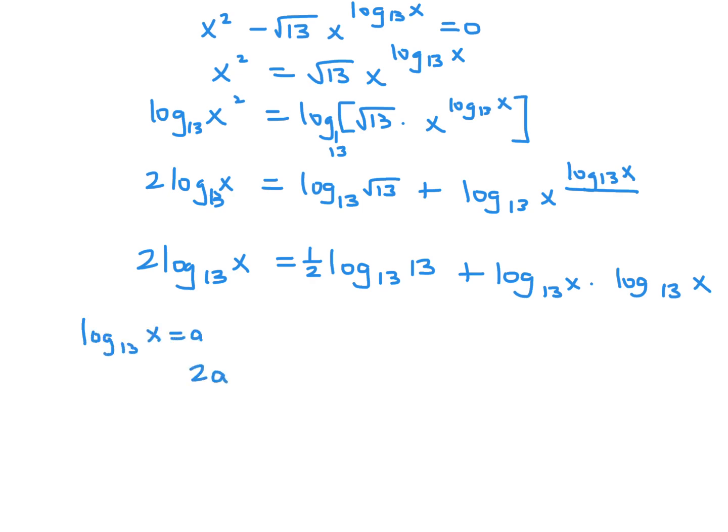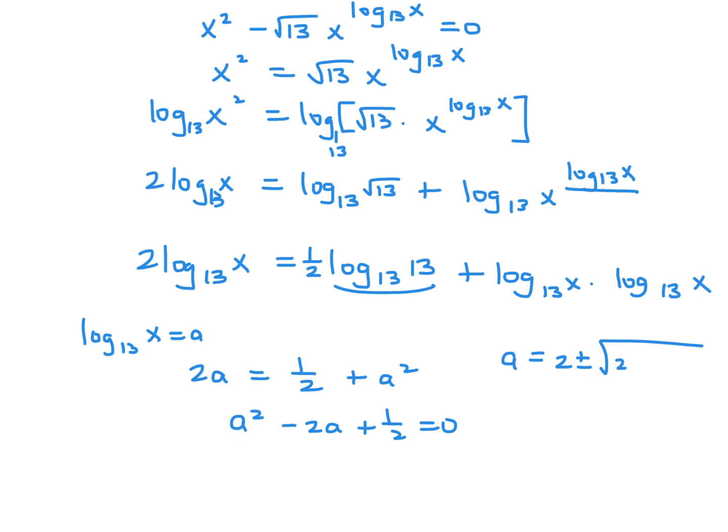So this will be 2a. And this is just 1, so that's a half. And this is a squared. So that means I've got a quadratic: a squared minus 2a plus a half equals 0. And then I've got to use the quadratic formula. a is equal to 2 plus or minus the square root of 2 squared minus 4 times a half, all over 2. And that's going to give me 2 plus or minus root 2 over 2.